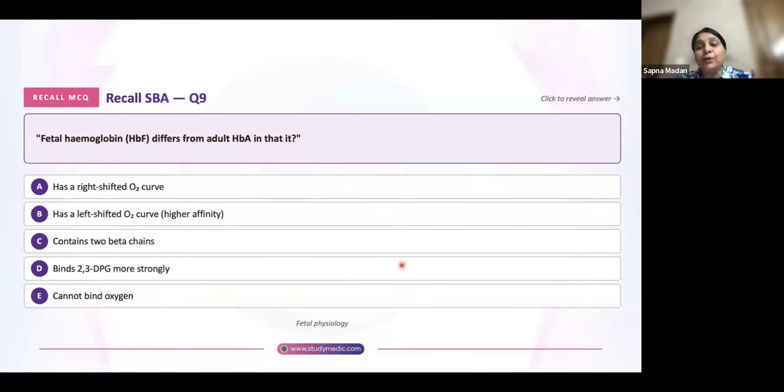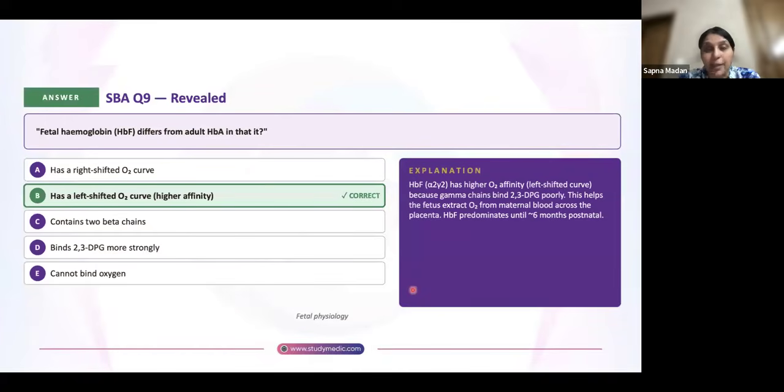So even if we don't know the answer, we know that nature has made the mother and baby such that the mother is going to give oxygen freely to the fetus. So the fetal hemoglobin is also such that it will take oxygen from the mother. So when it is taking oxygen from the mother, that means the oxygen dissociation curve is shifting to the left.